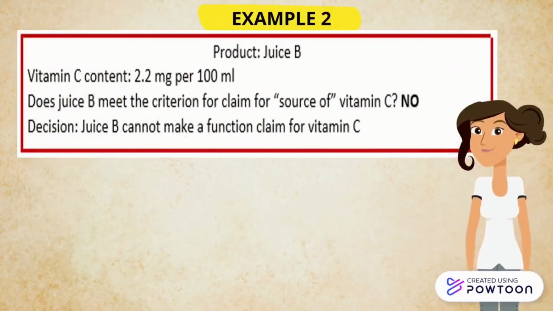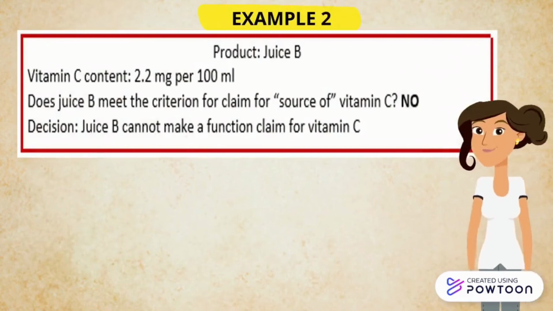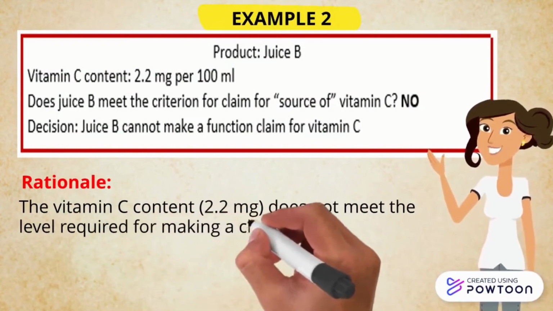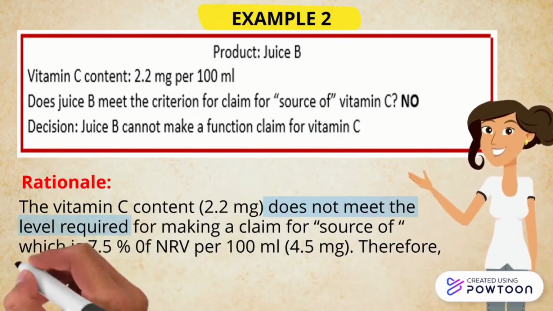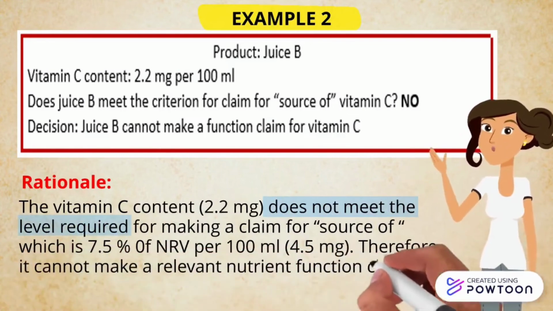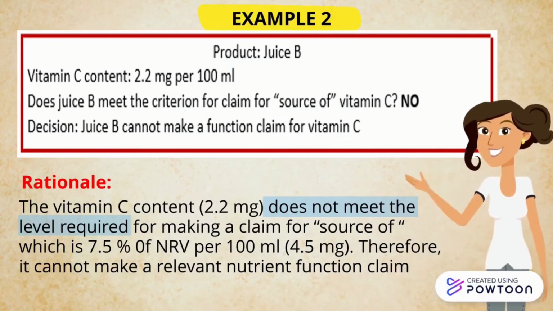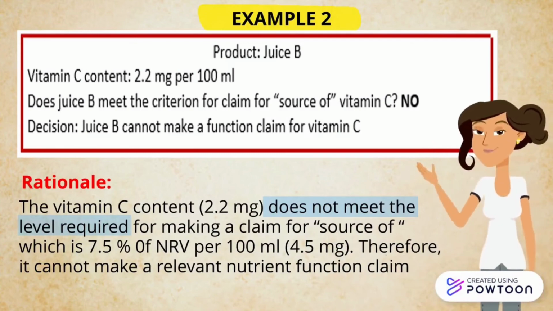For juice B, its vitamin C content is 2.2 mg per 100 ml. Since juice B does not meet the criteria for source of claim, therefore, it cannot make a function claim for vitamin C. The rationale is the vitamin C content 2.2 mg does not meet the level required for making a claim for source of, which is 7.5% of NRV per 100 ml or 4.5 mg. So, it cannot make a relevant nutrient function claim.